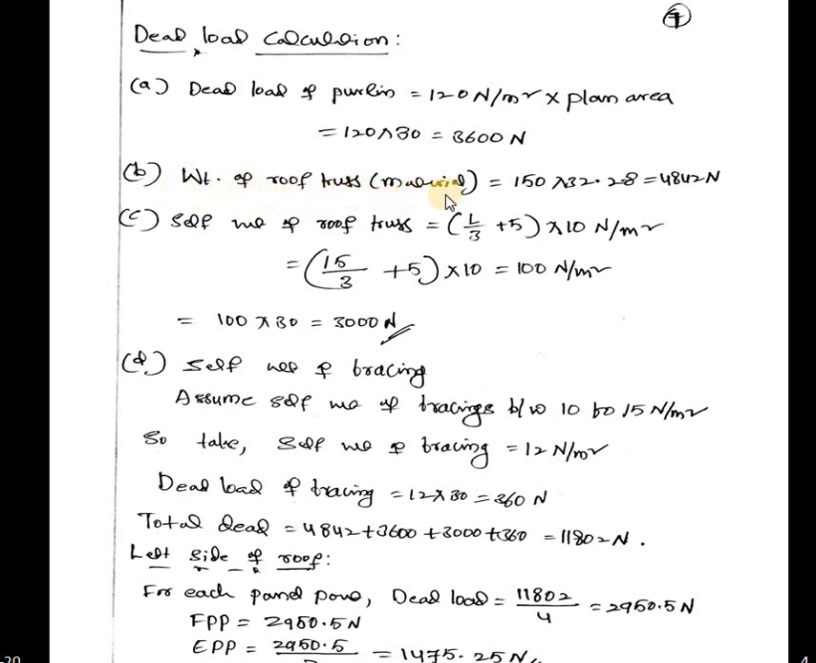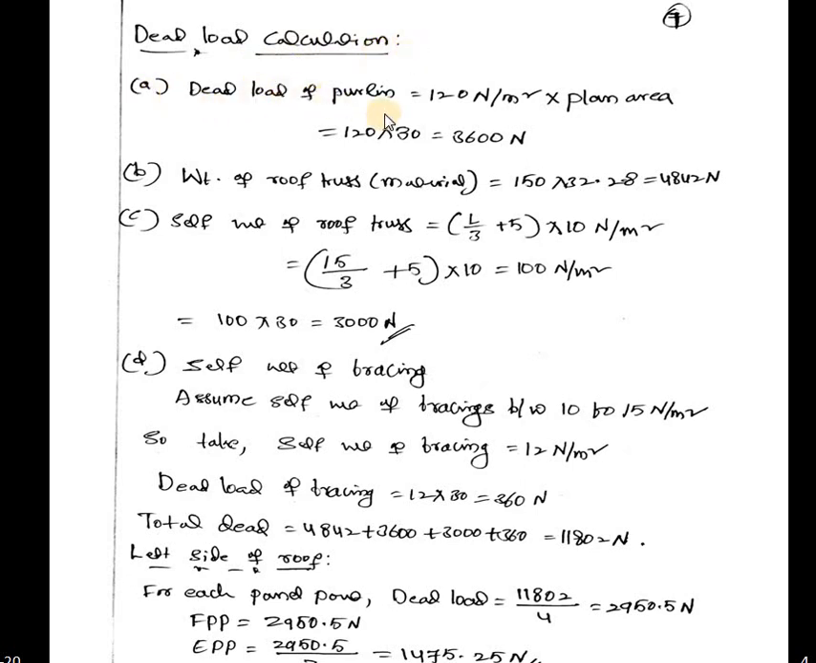Weight of roof truss means from the material point of view. Material is nothing but what? 150 he has given as sheet loading, right? So based on that sheet loading at the slope, the slope area is 32.28. For that reason, 150 into 32.28. Now coming to self weight of the roof truss, again one formula is there. Just now I discussed this formula from the analysis, important points. After that, self weight of bracing, that's it.